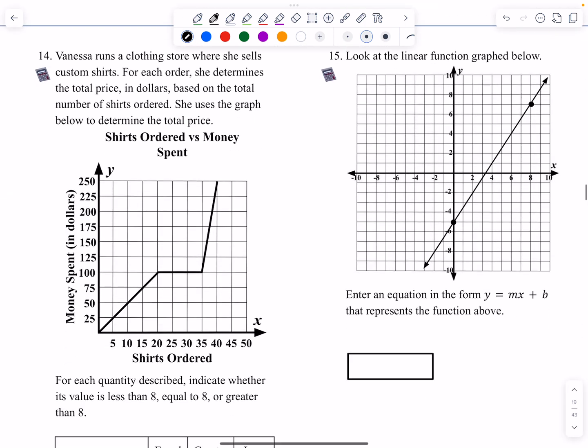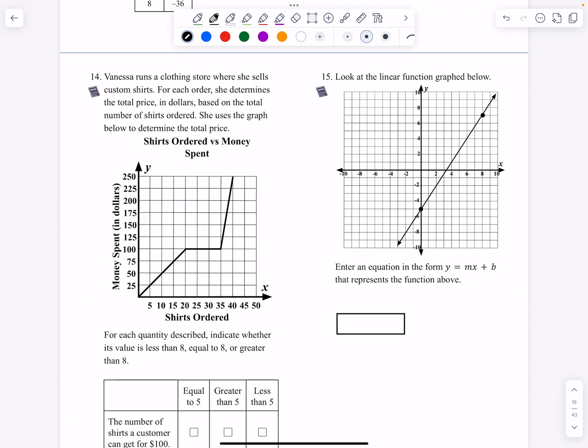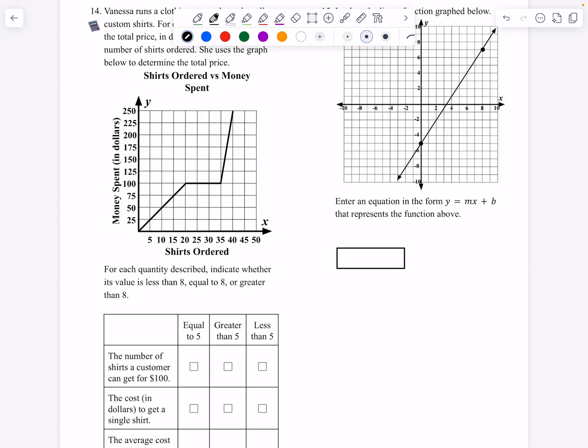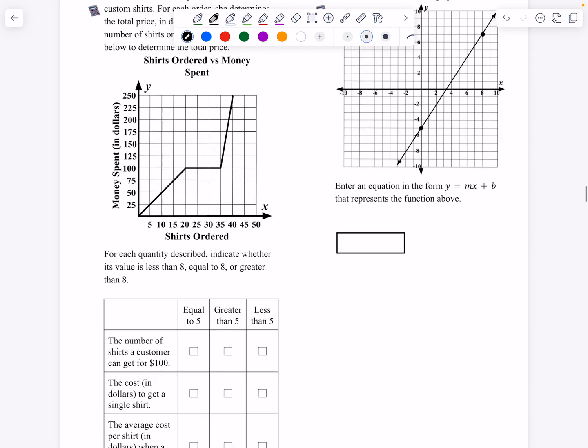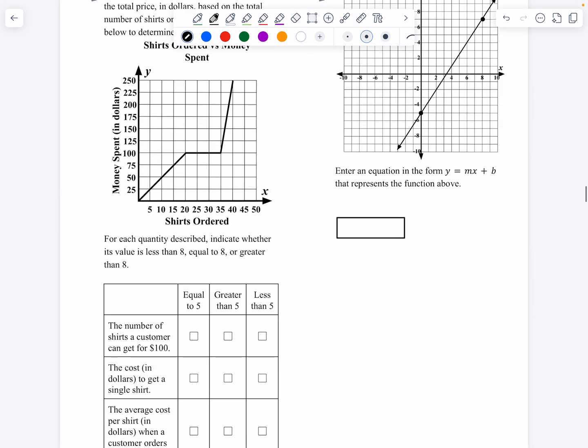All right, next one. Let's see. Vanessa runs a clothing store where she sells custom shirts. For each order, she determines the total price in dollars based on the total number of shirts ordered. She uses a graph below. Okay, so let's just see what they want. Is it less than 8, equal to 8, or greater than 8? The number of shirts a customer can get for $100. So what do I care about here? I care about $100. So there's $100. How many shirts can I get? I can get 20 shirts. I can get 25, 30. So between 20 and 35.